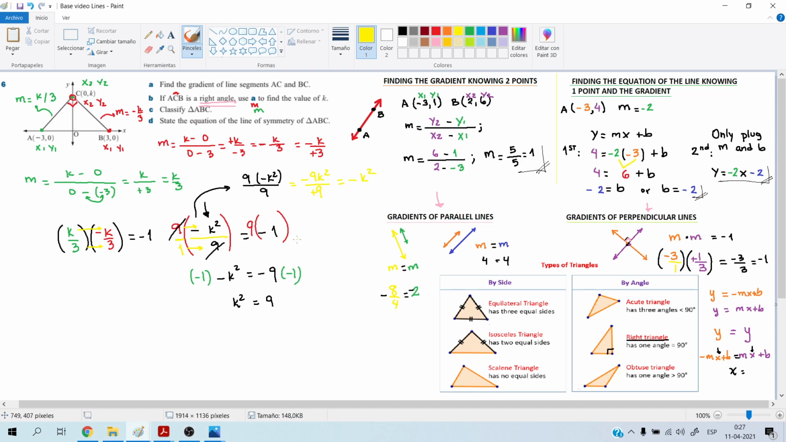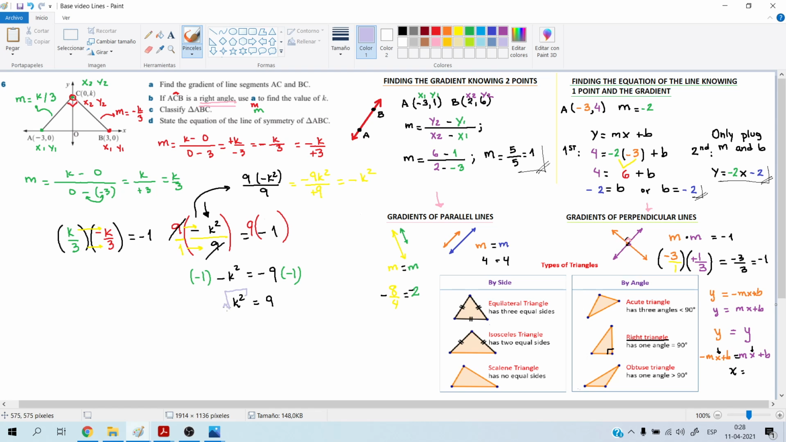And that's how you get -k squared. Just in case, and just double checking with you. Okay, now we have to get rid of that square. What can we do to undo that square? If we have a square and we want to get rid of that, we take the square root.